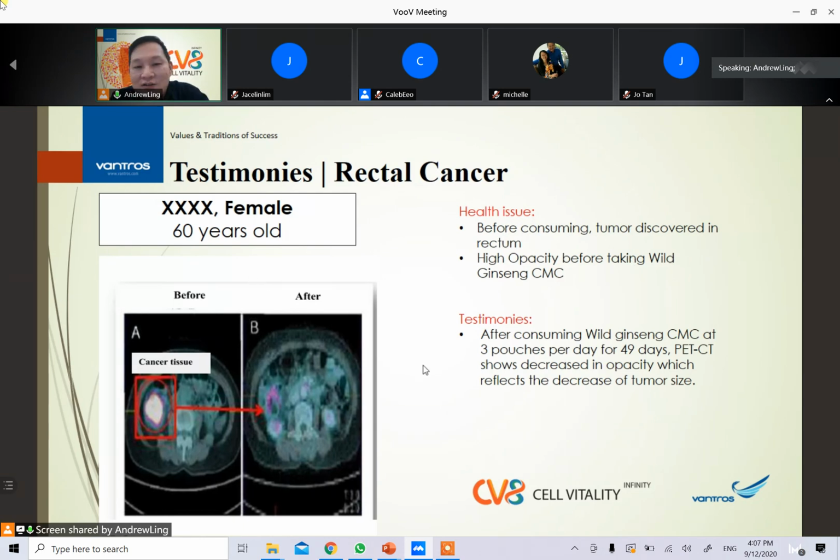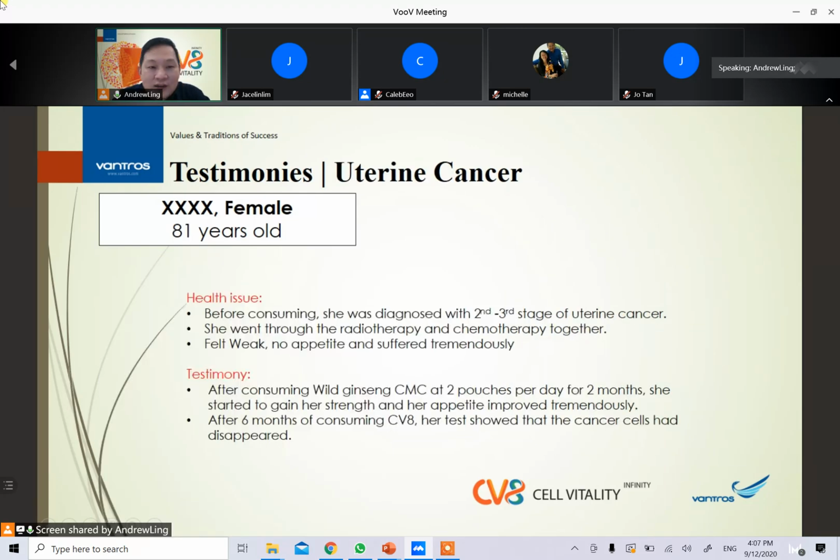Okay, this is again a 60 years old woman test subject. And of course, uterine cancer. This particular woman is elderly, about 81 years old. Before consuming, she was diagnosed with second and third stage uterine cancer. So she had to go through radiotherapy and chemotherapy together, and after the therapy, she would often feel weak, have no appetite, and go through a lot of suffering. This is quite common for those who go through chemotherapy.